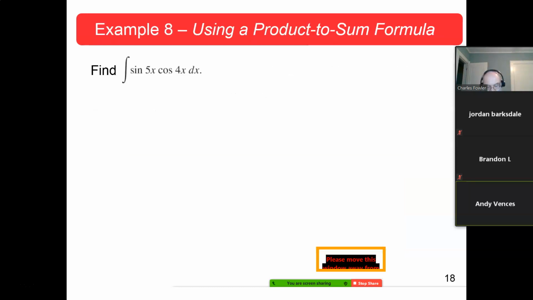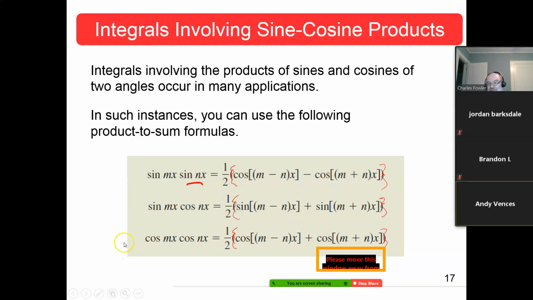Perfectly fine. So here's example 8. Find the integral of sine 5x cosine 4x dx. I don't think I need my book in my lap, it's heavy and hot, so let me move that out of the way. So this is a product of sine times cosine. If you go back one slide, you'll see that's the middle one here. When you have that one, it's going to be the 1/2 in front, and then the sine of the difference plus the sine of the sum.